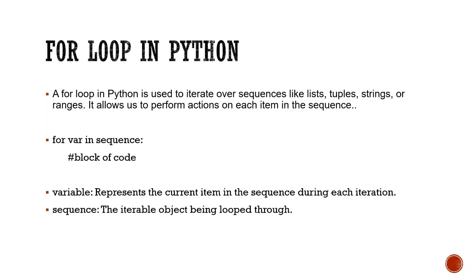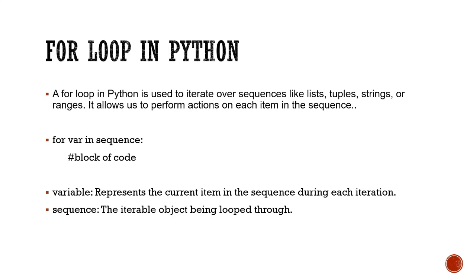Hello everyone, today we will understand the for loop in Python. A for loop in Python is used to iterate over sequences like lists, tuples, strings or ranges. It allows us to perform actions on each item in a sequence.